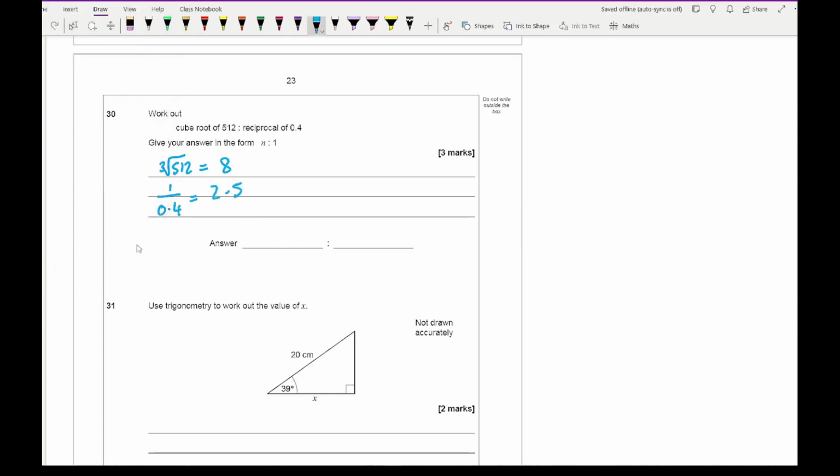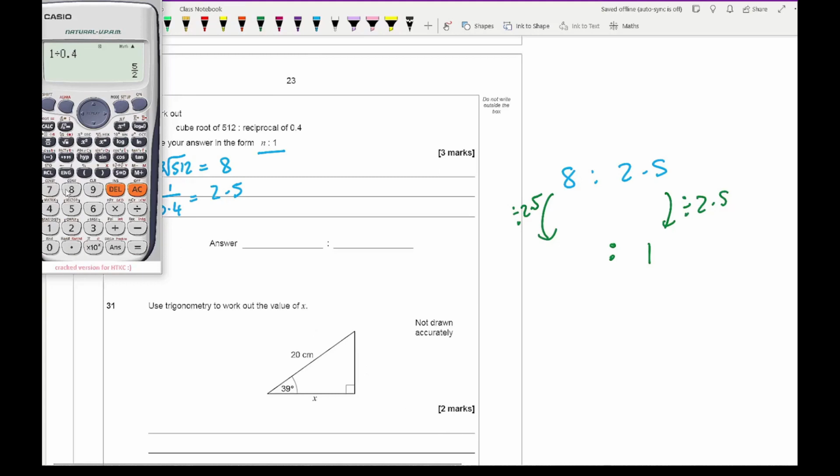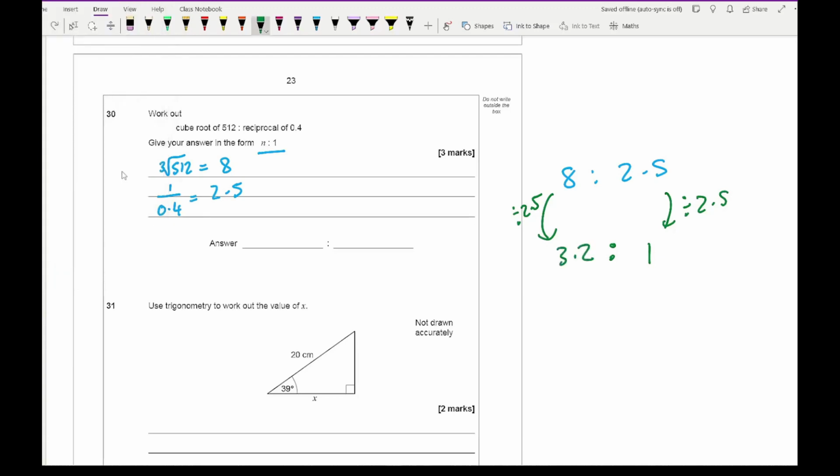Now, because they want the ratio n to 4, so I've got 8 to 2.5, but what I want is I want to change this second number into a 1. So how do I do that? Well, I divide by 2.5. Now, if I divide that number by 2.5, I need to divide the 8 by 2.5 as well. So again, reaching for the calculator, 8 divided by 2.5 gives me an answer of 3.2. So then the ratio is 3.2 to 1.